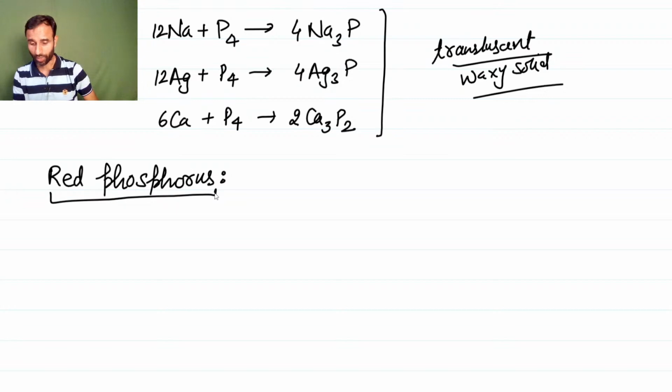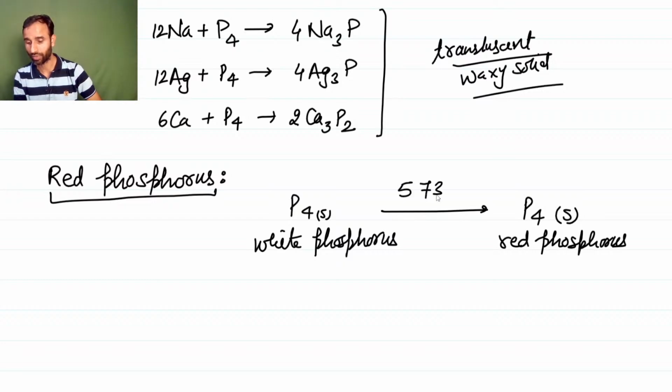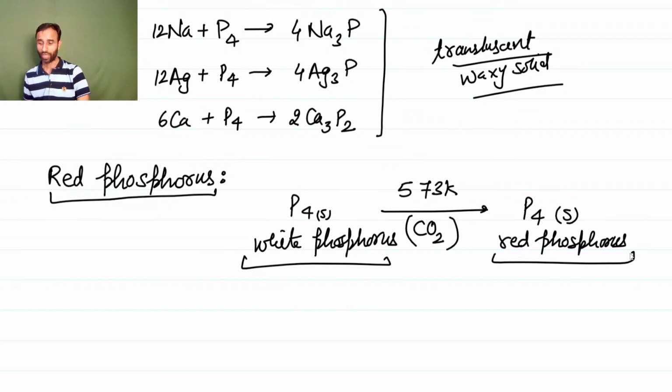Even this white phosphorus can be converted into red phosphorus by heating at 573 Kelvin in an inert atmosphere, an inert atmosphere of CO2. So white phosphorus we can convert into red phosphorus. And what I said, it is a hard crystalline solid.